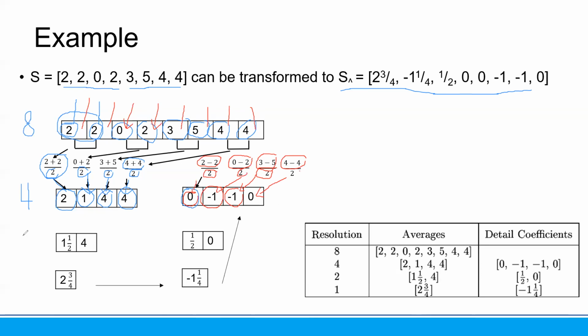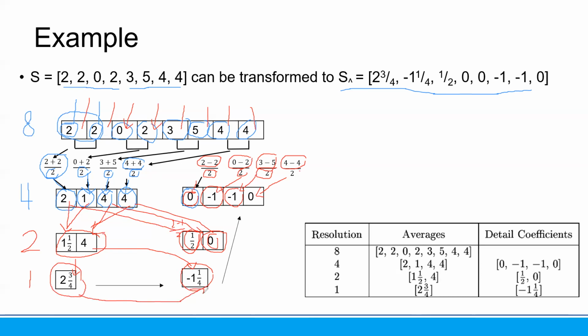What if we want the resolution equal to 2? It is the same function, so we repeat: 2 plus 1 divided by 2, and this is the result, and 4 plus 4 divided by 2, and this is the result. For the details, we have 2 minus 1 divided by 2, and this is the result, and 4 minus 4 divided by 2, and 0 is the result. What if the resolution is 1? Again, we do this: 1.5 plus 4 divided by 2, and this is the result. The detail coefficient will be 1.5 minus 4 divided by 2, and this is the result.